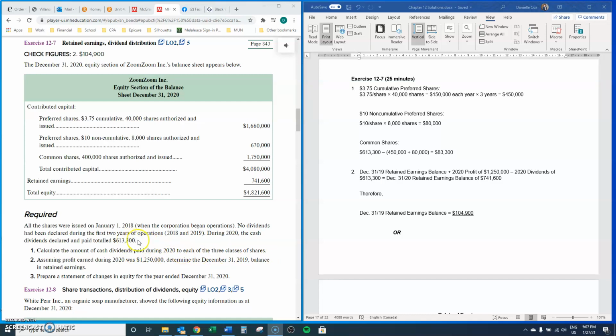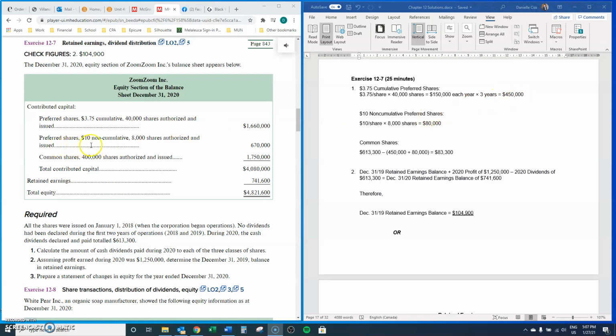So we have the total amount. The first to get paid would be preferred shares, $375 for each share, and there's 40,000 shares. Now, because they're cumulative, that means they would have to pay the 2018, the 2019, and the 2020 amount before anyone else gets anything. So $375 per share times the 40,000 shares that are outstanding is $150,000 for each of those 3 years, 2018, 2019, and 2020. So that would be $450,000.